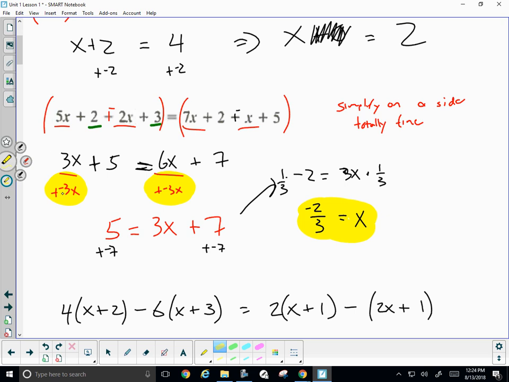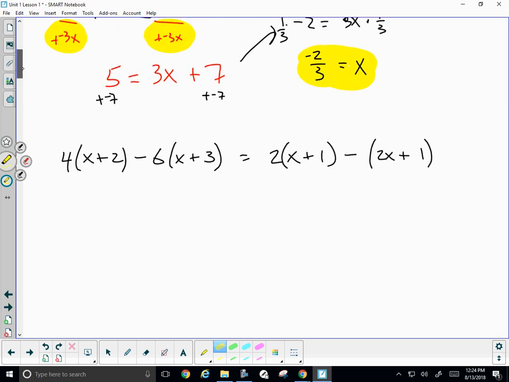Okay? Doesn't matter which side you have your x's on, whether it's the right or the left. I like math to be lingual in both the left to right and the right to left directions. Which is why I like to use addition rather than subtraction, because subtraction only works from left to right.